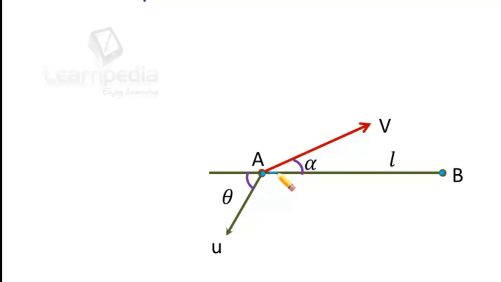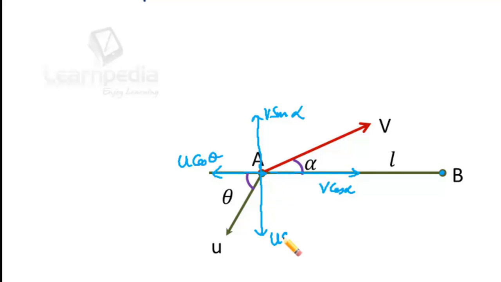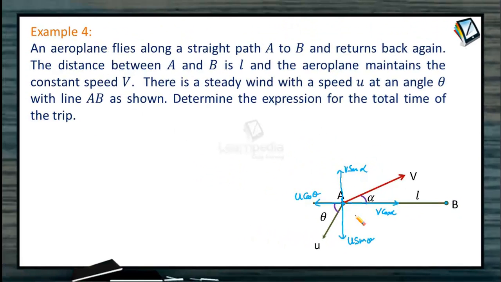Here if I take the component, it will be V cos alpha, and this side it will be V sin alpha. Similarly, the velocity of the wind in this direction will be U cos theta, and this side it will be U sin theta. If the aeroplane has to go along the line AB, the condition so that there is no drift will be V sin alpha is equal to U sin theta.